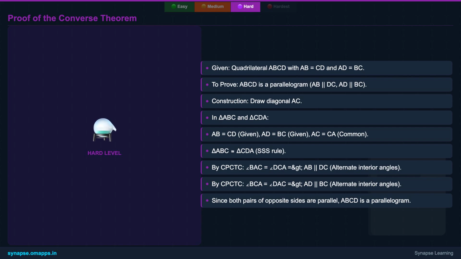From this congruence, we deduce that the alternate interior angles are equal, which in turn proves that the opposite sides are parallel. This establishes the quadrilateral as a parallelogram. This two-way understanding is vital in geometry.